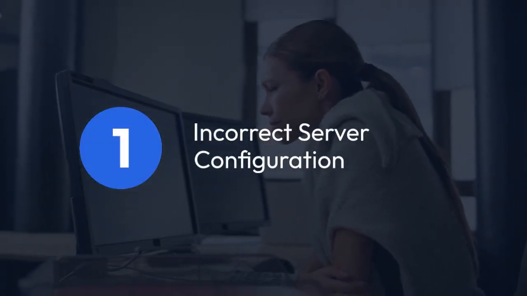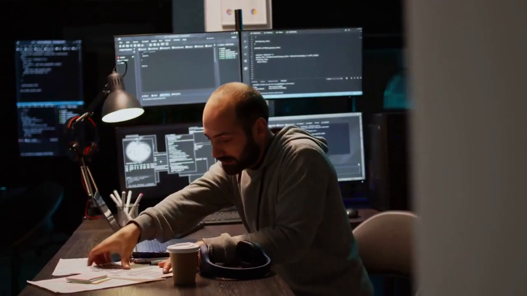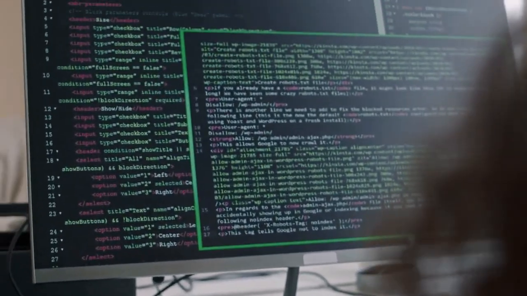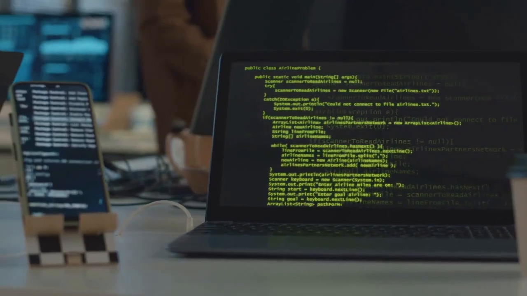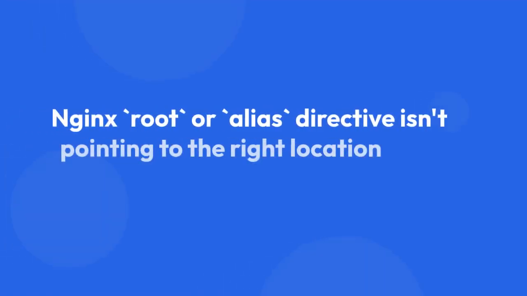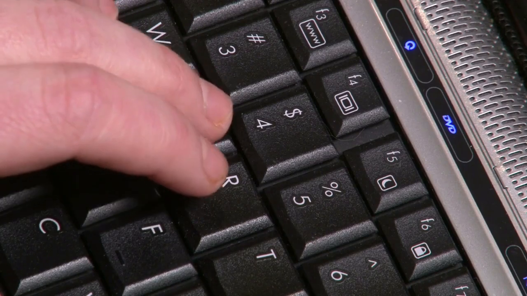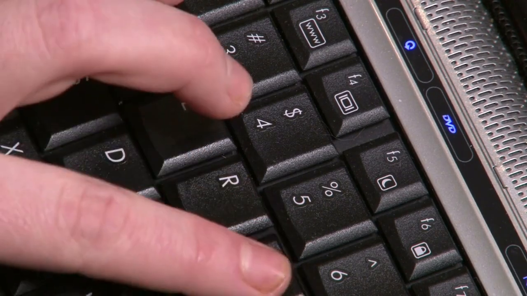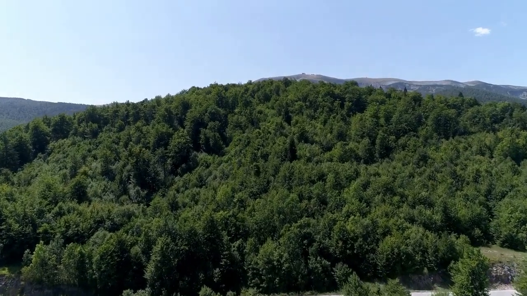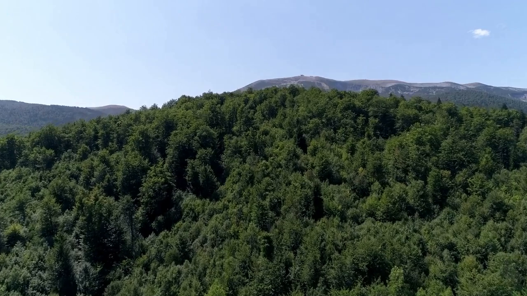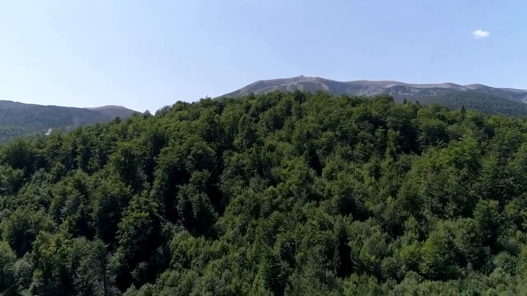1. Incorrect server configuration. The most frequent culprit is a misconfiguration within your Nginx server block. Nginx needs to be correctly pointed towards your Laravel application's public directory, which usually contains the index.php file. If your Nginx configuration file's root or alias directive isn't pointing to the right location, often /var/www/your-laravel-project/public, Nginx won't know where to look for the entry point of your application. Double-check that your server block's configuration file accurately specifies the correct path to your public directory. Pay close attention to typos. Even a small mistake can cause this error.